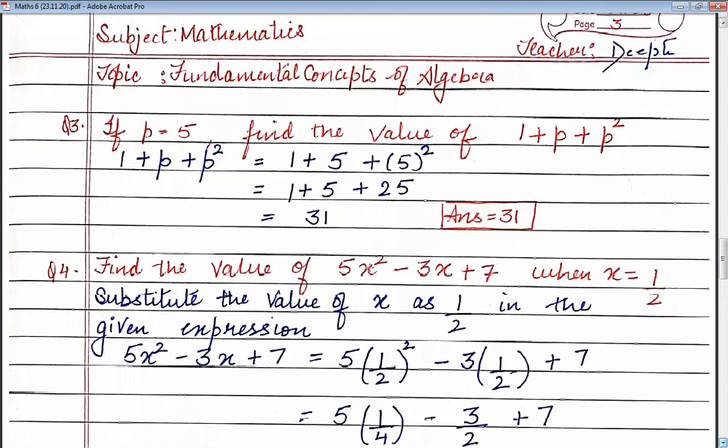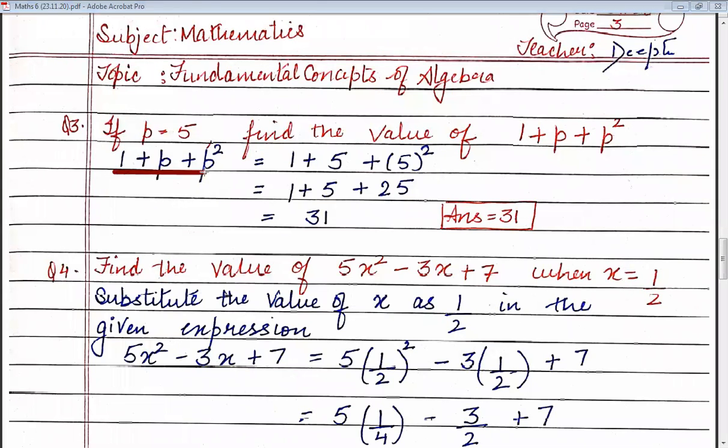Now let us move on to the next question, that is question number 3. If p is equal to 5, find the value of 1 plus p square. Now children, what is the variable here? Here the variable is p and the value of p is given as 5. Now you have to use the substitution method to find the value of this algebraic expression. So let's move on to the answer.